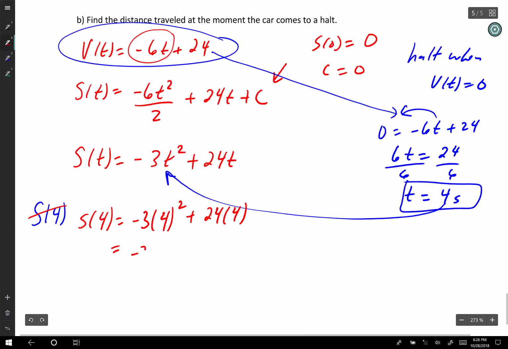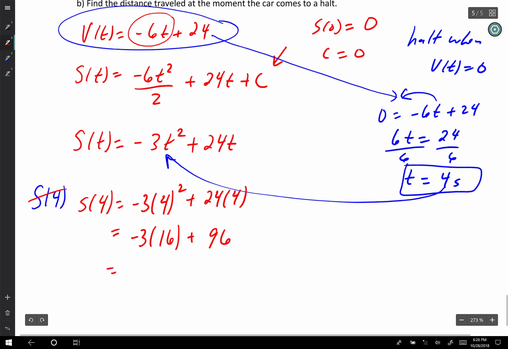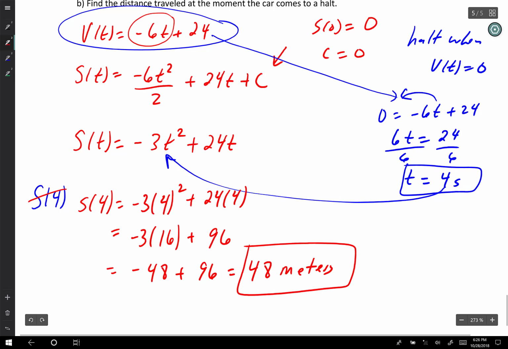Let's see, negative 3 times 16 plus 24 times 4. I have to go in pieces, guys. All right, let's see, 16, 32, 48. So that is 48, and this is distance, so it travels 48 meters before it comes to a halt. So there it is, guys.